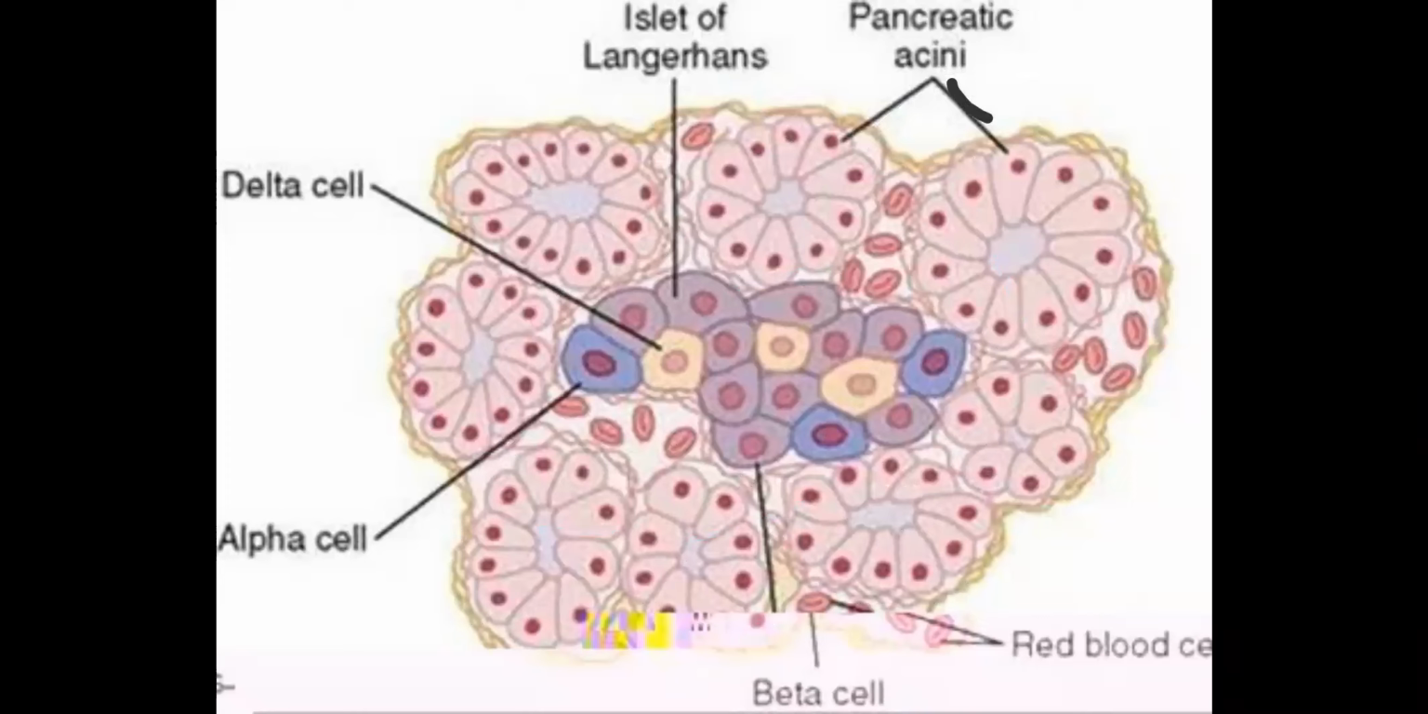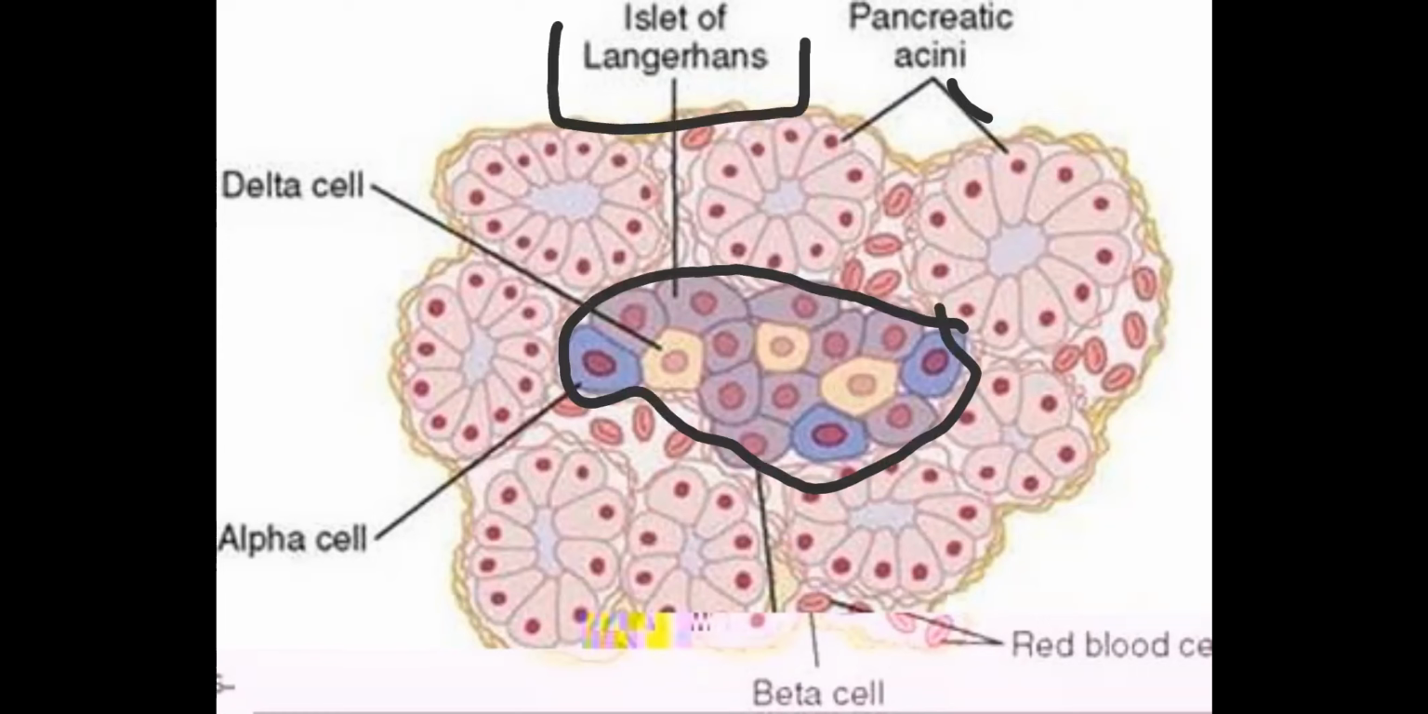But in the spaces in between these pancreatic acini, there are clusters of cells. These clusters are known as islets of Langerhans. It looks like there is a sea, an ocean of acini, in which these islets of Langerhans look like islands. Like in a sea, everywhere water and in between a few scattered islands. Inside the pancreas, if you see the histological features, throughout there are clusters of acini, and in between, at a few places, you find clusters of cells known as islets of Langerhans.